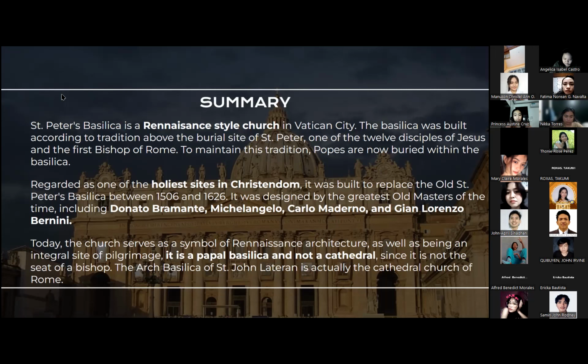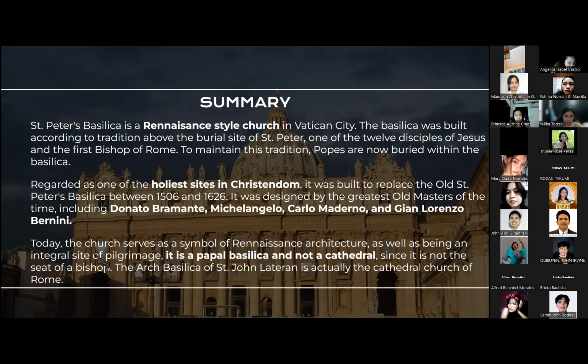it was designed by the greatest old masters of the time, including Donato Bramante, Giuliano da Sangallo, Fra Giocondo, Raffaello Sanzio da Urbino, Baldassare Peruzzi, Antonio da Sangallo, Michelangelo di Lodovico Buonarroti Simoni, Giacomo della Porta, Domenico Fontana, Giacomo da Vignola, Carlo Maderno, and Gian Lorenzo Bernini.